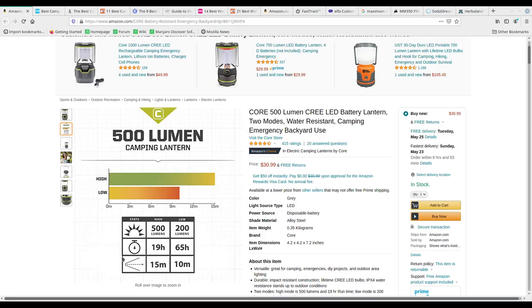So the one thing you do have to be aware of with this Core 500 is the more it depletes the battery, the less lumens it has. It's pretty straightforward to understand or be aware of, but just keep in mind that those D batteries do have to be charged or replaced within a certain amount of time to keep the actual 200 or 500 lumen rating.